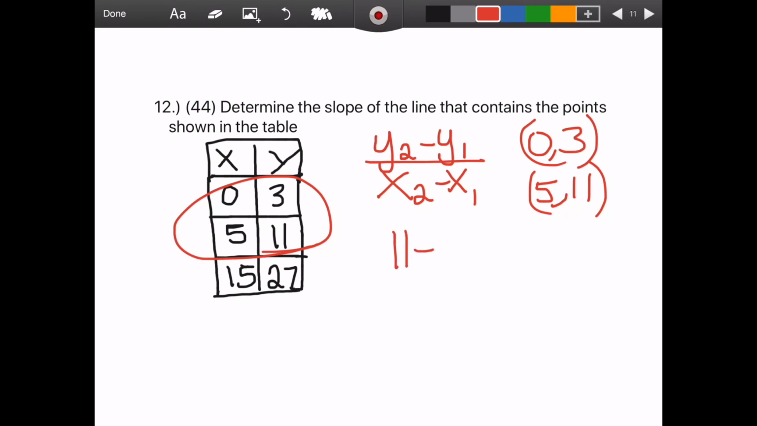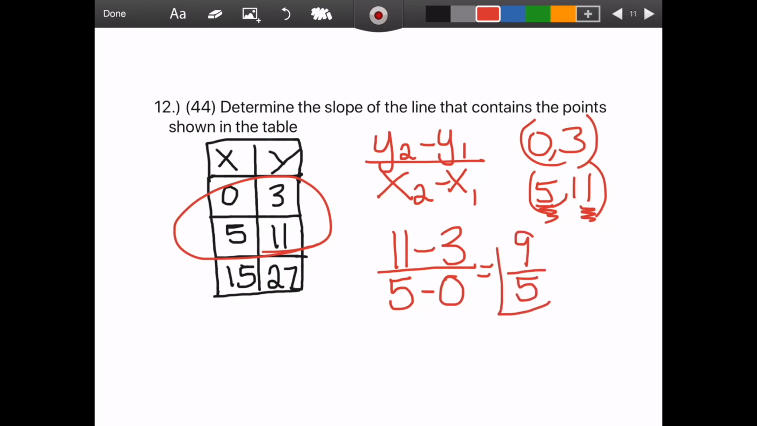I'm going to do 11 minus 3 just to keep it positive. However, since I chose this y to start with, I have to choose this x to start with on the denominator. So now I find my difference in the x's, and that gives us 9 over 5. And since this is slope and we want to keep the rise and the run separate, I'm not going to change that to a mixed fraction, even though that's kind of what we're used to when we see something like this. So it just stays 9 over 5.